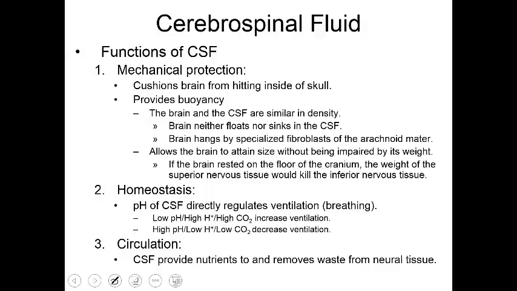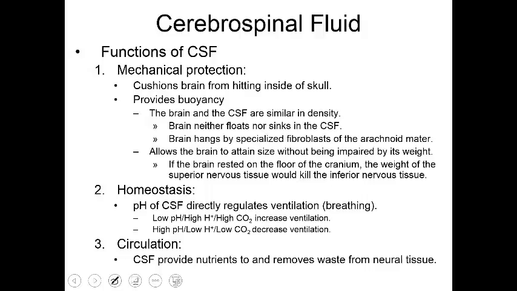Now, what is holding the brain in place inside the cranium is specialized fibroblasts. If you think of fibroblasts, fibrous connective tissue, we're talking collagen fibers. So the arachnoid matter is rich in these special fibroblasts that are kind of holding or suspending the brain in its proper place. Now the brain cannot afford to put its weight down on the floor of the cranium either, because it would kill the tissue that is on that floor of the cranium.